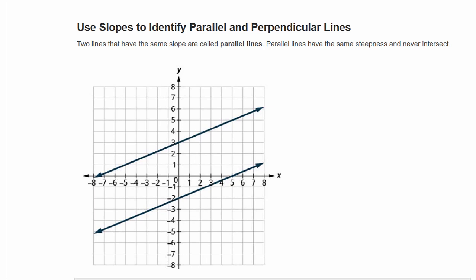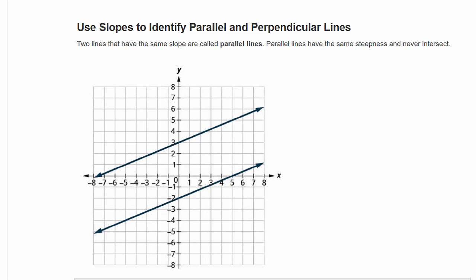So in this video, we talk about parallel and perpendicular lines and we compare their slopes. And here you'll see that in our picture we have the graph of two parallel lines. And these are graphs that will have the same slope, but they will have different y-intercepts. And that means that they will never intersect.